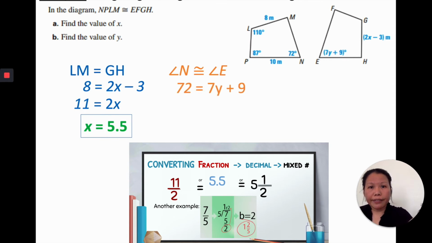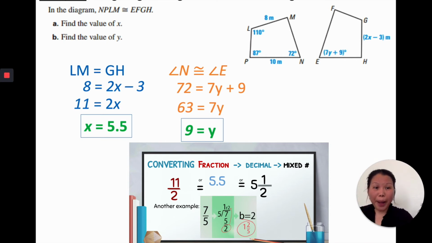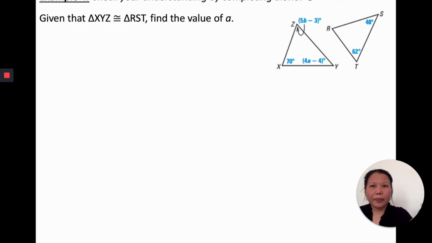We are setting 72 equal to 7y plus 9. Inverse operation, subtract 9 from both sides. Subtract 9 from 72, I get 63. And then divide by 7 on both sides, I will get 9. My answer is whole and nice this time. y equals 9. We're done. This is the step up from just getting the congruent triangles, matching the reason to it. This is the step up.